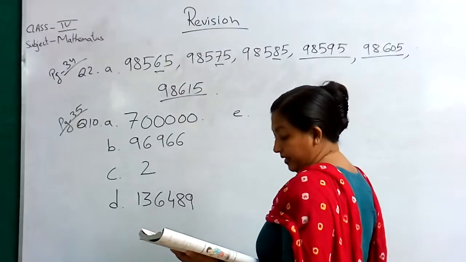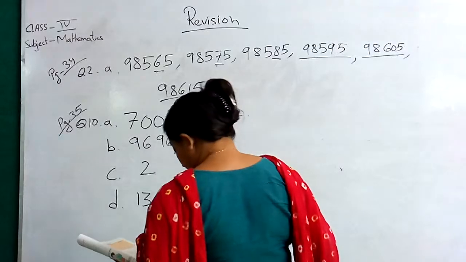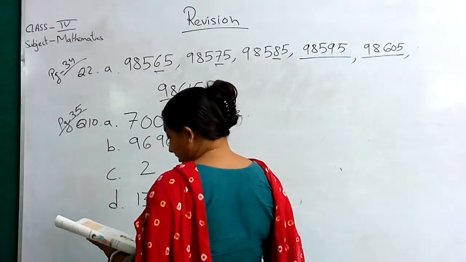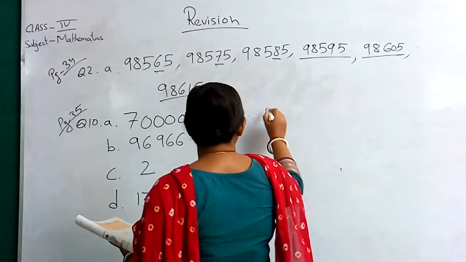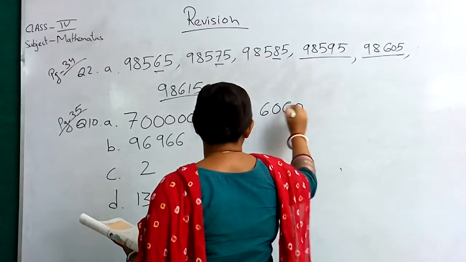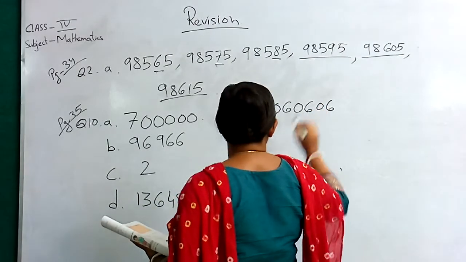Number E. It is given in the expanded form. You have to write it in the smaller form or standard form. So when you add it, you will get 60606. Okay.